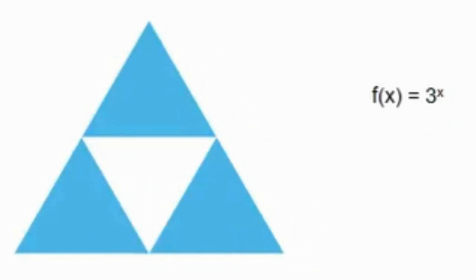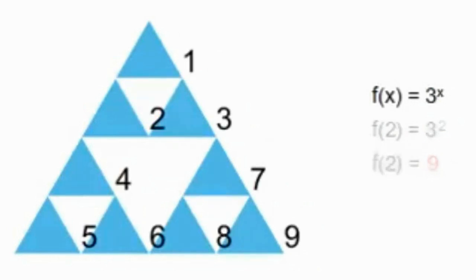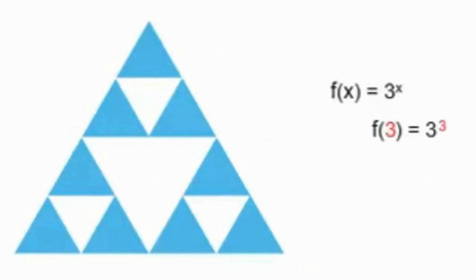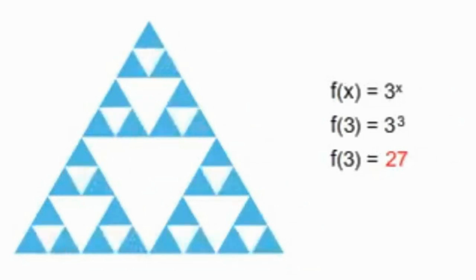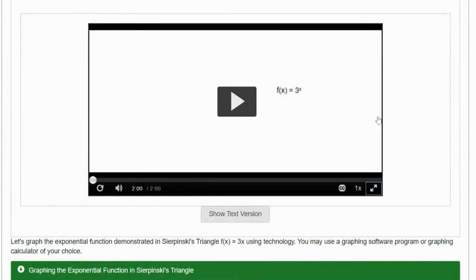At the second stage, f of x has a value of 9. So 9 triangles remain. At stage 3, f of x has a value of 27. So the third time equilateral triangles are removed, 27 triangles are left, and so on. So there really is a visual illustration of 3 to the x power.